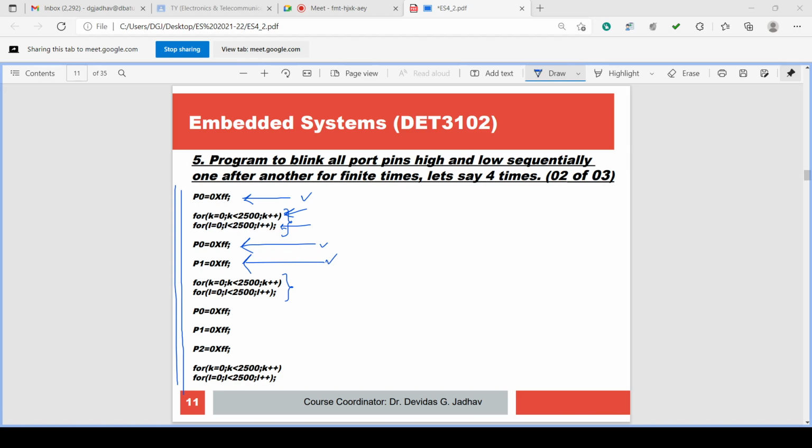Okay, so this much delay is introduced. The k for loop will execute 2500 times and the L for loop will execute 62 lakh 50,000 times. After this delay, again P0 is outputted with 1111, P1 is outputted with 1111, P2 is outputted with 1111. Okay, P0, P1, P2 all are outputted with 1 now.